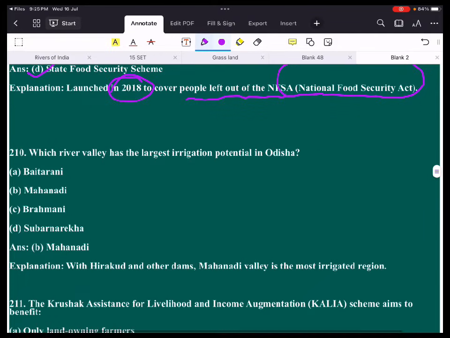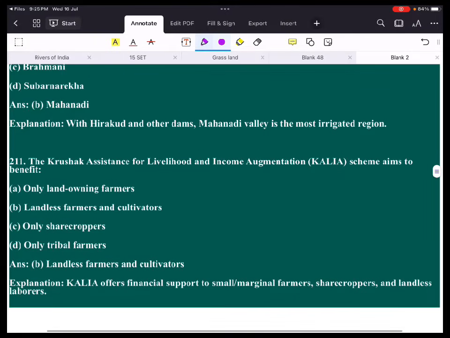Which river valley is the largest irrigation potential in Odisha? That is option B, Mahanadi. The Krushak Assistance for Livelihood and Income Augmentation, that is Kalia scheme, aims to support landless farmer and cultivator, option B.